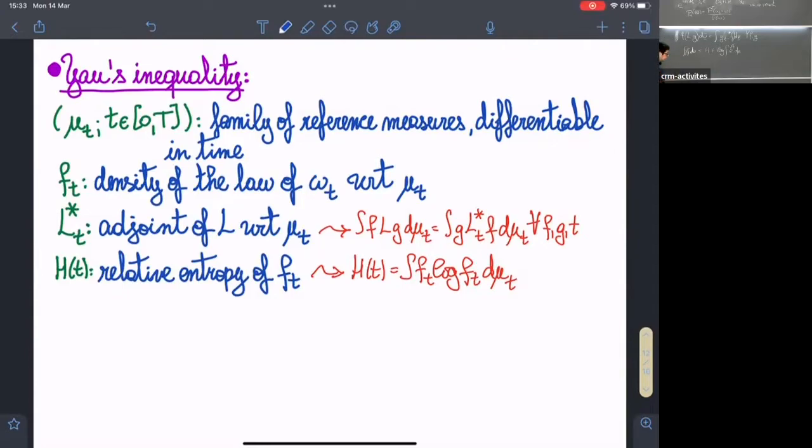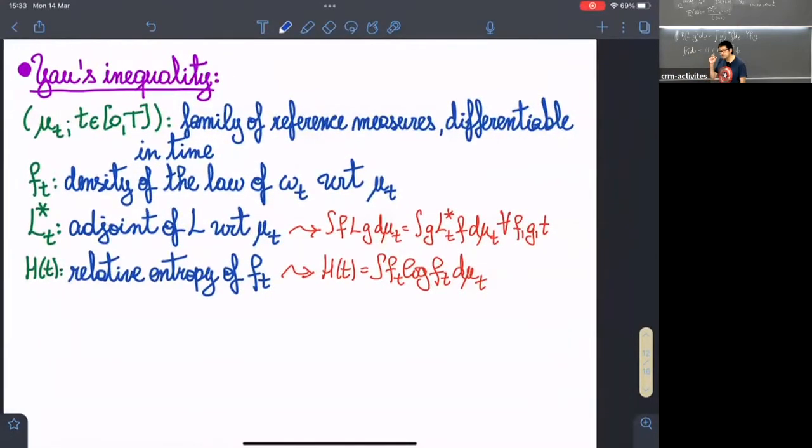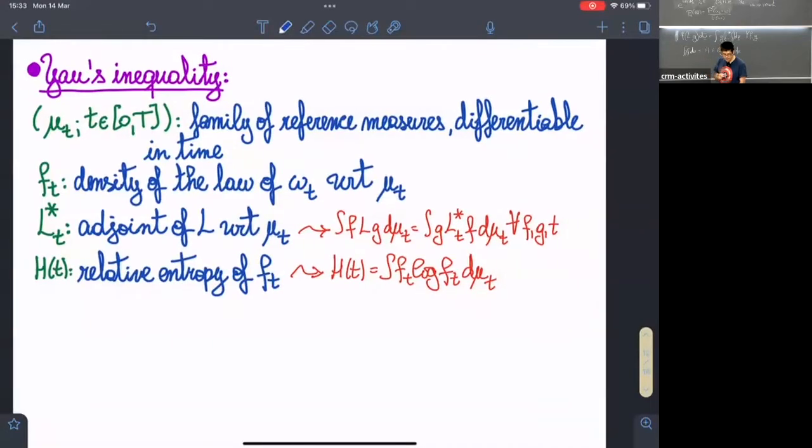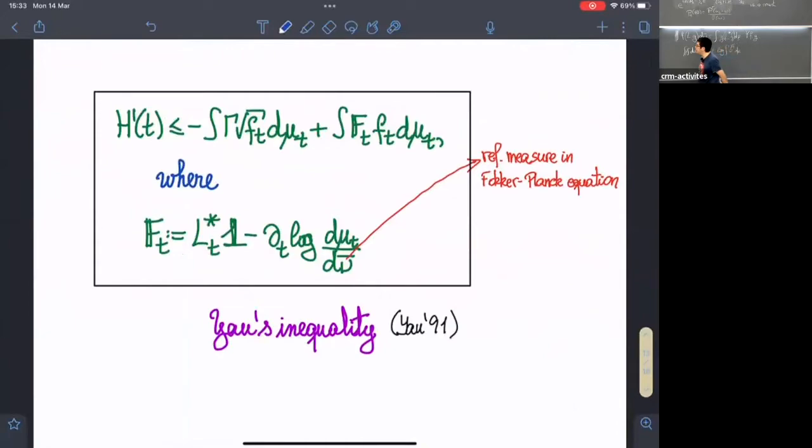Mm-hmm. And what is nice about the Yau inequality is that it puts that intuition into concrete ground. Okay, so this is my Yau inequality. So the derivative of the relative entropy is smaller or equal than minus the integral of the Carré du champ evaluated at the square root of F_t.